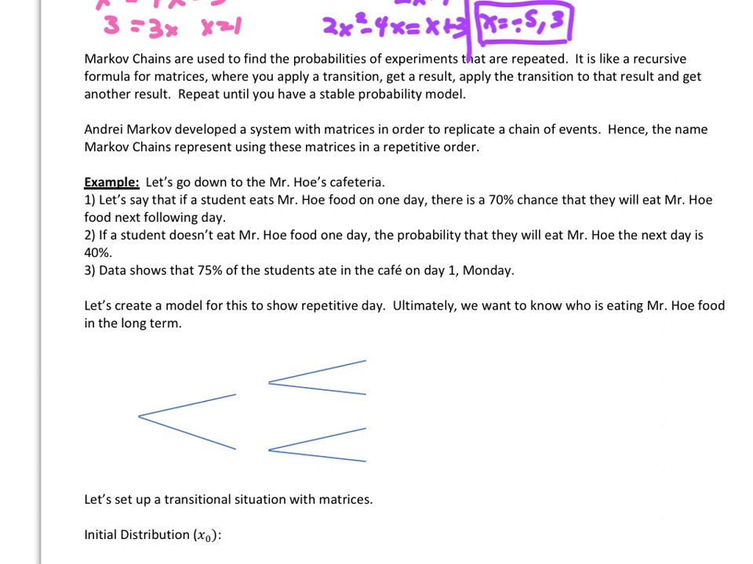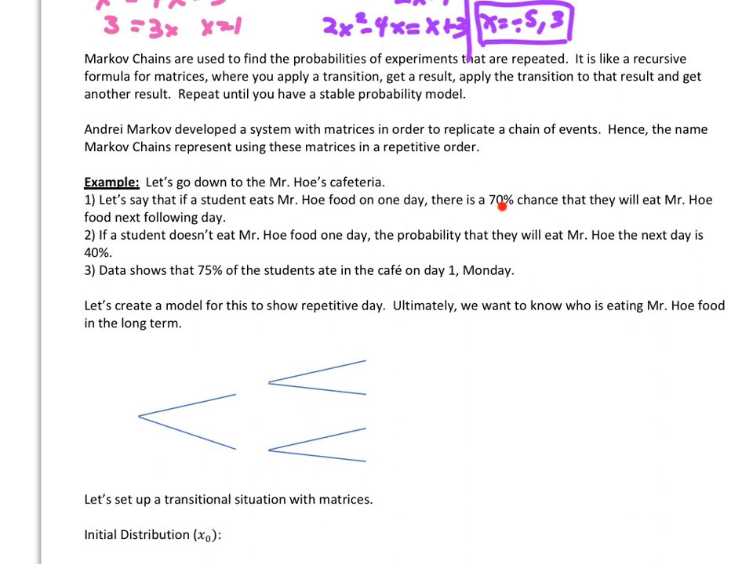Okay, let's go to this example. At our cafeteria, we have Mr. Ho. Mr. Ho runs the cafeteria, or at least used to run the cafeteria. We want to figure out how many people eat at his cafeteria over the course of time. He did some statistics and found that if someone eats Mr. Ho's food on one day, there's a 70% chance that they will eat Mr. Ho's food the next day. If they don't eat Mr. Ho's food, the probability that they will eat it the next day is 40%.